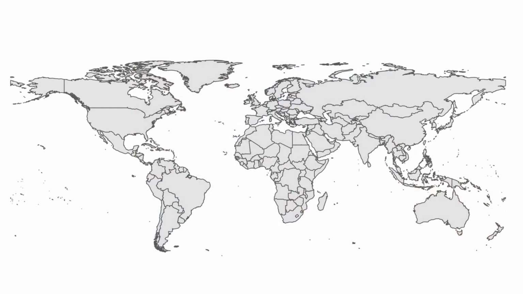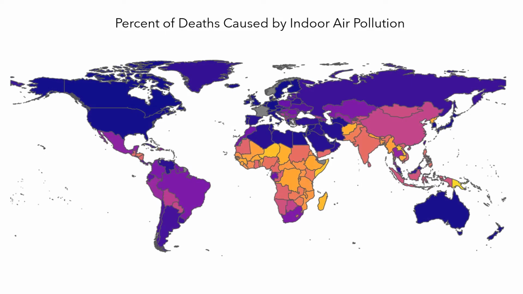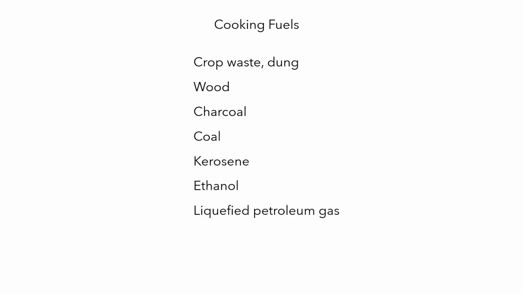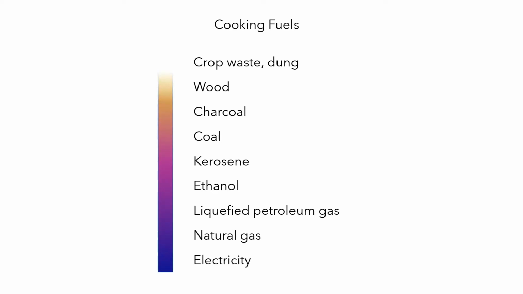In particular, we can look at the percent of all deaths that are caused by indoor air pollution in each country. Here, the dark blue color indicates the lowest percentage, and the yellow color indicates the highest percentage. And we can ask, what factors are related to this percentage? One aspect we might look at is the fuel that people use to cook their food. These fuels range from solid fuels like crop waste, wood, charcoal, and coal, to liquid fuels like kerosene, ethanol, gas, then to natural gas and electricity. And the solid fuels pollute the air the most, while liquids, gases, and electricity pollute the least.